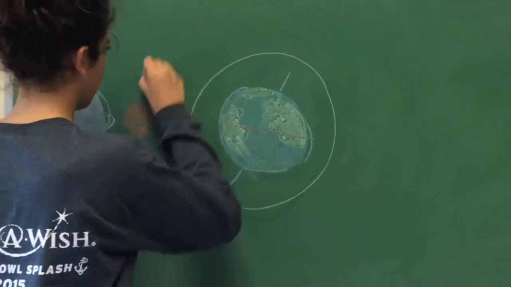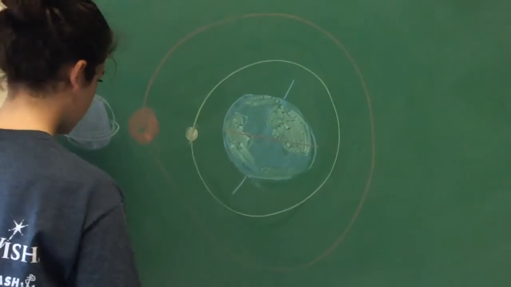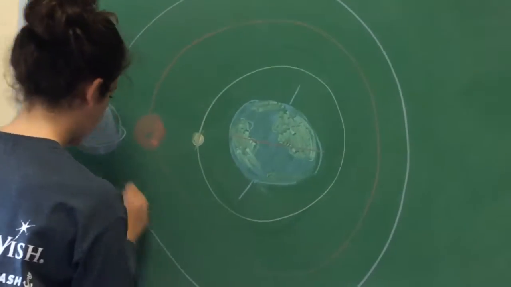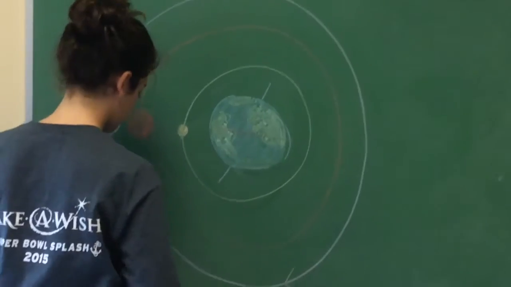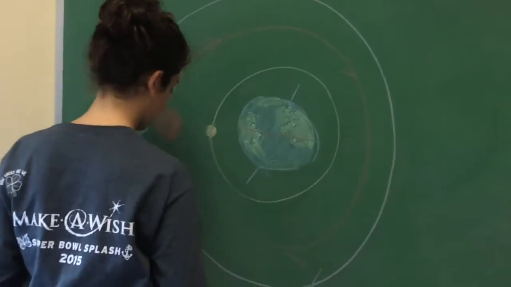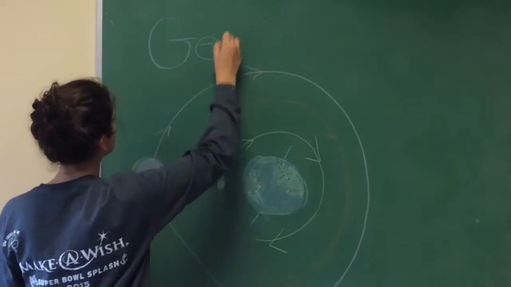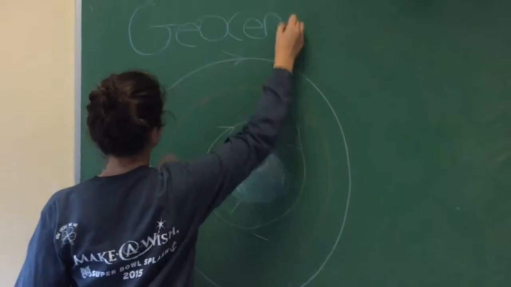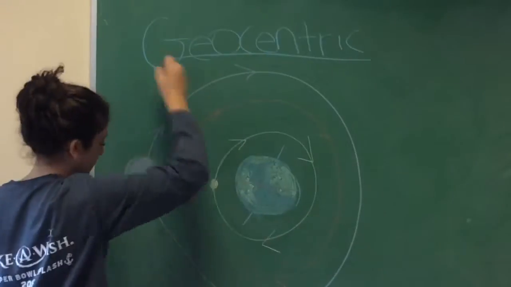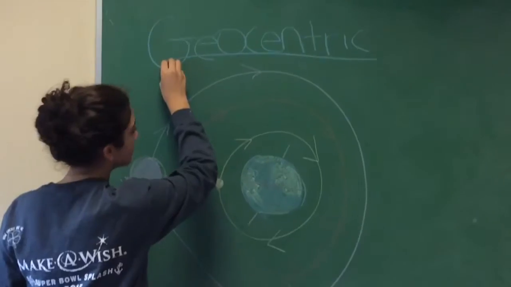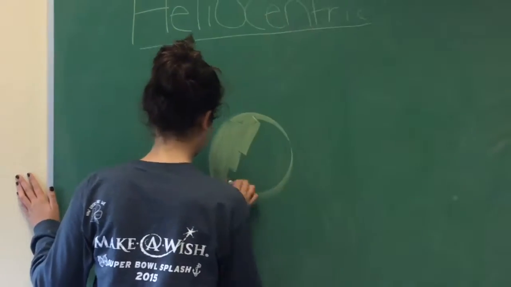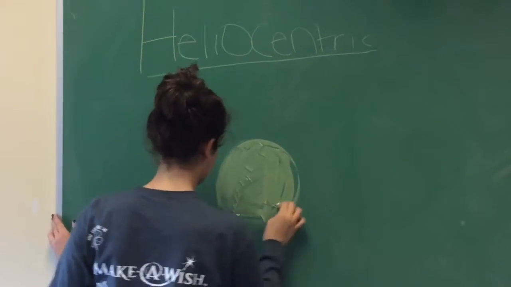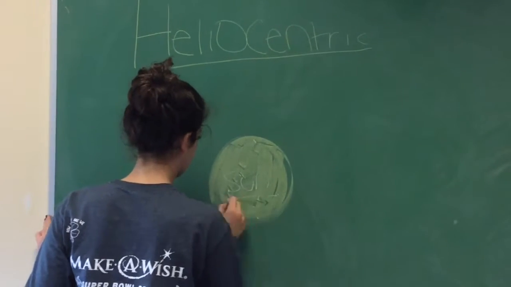Early astronomers believed that the Earth was in the center of the galaxy and that all planets and celestial objects orbited it. This is a geocentric model and was proven incorrect. We now believe in a heliocentric model, which means that the sun is in the center of the solar system and everything revolves around it.